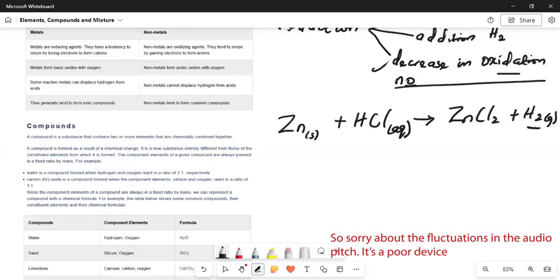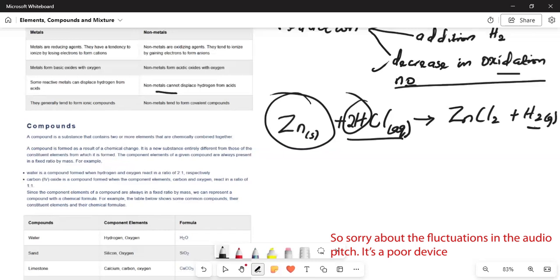Hydrogen gas is given out. The equation is now balanced. Let's put two here to balance it out. So this is a reactive metal. You have seen that it displaces, that is, it removes hydrogen from this acid. That is what is meant by saying that some reactive metals can displace hydrogen from acids. That happens with metals. Non-metals cannot displace hydrogen from acids.